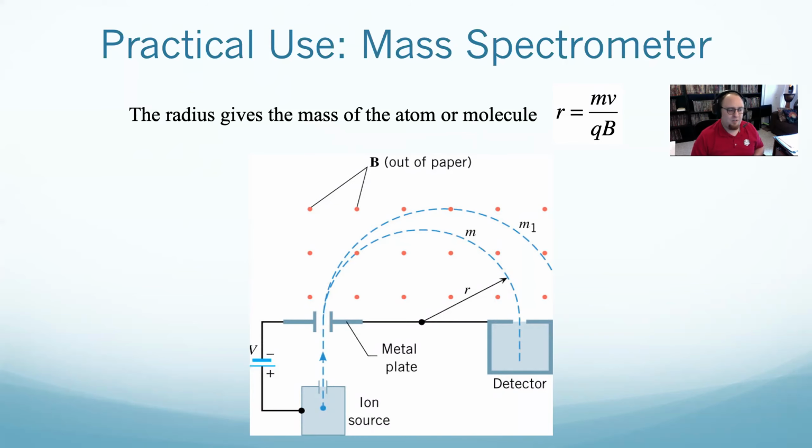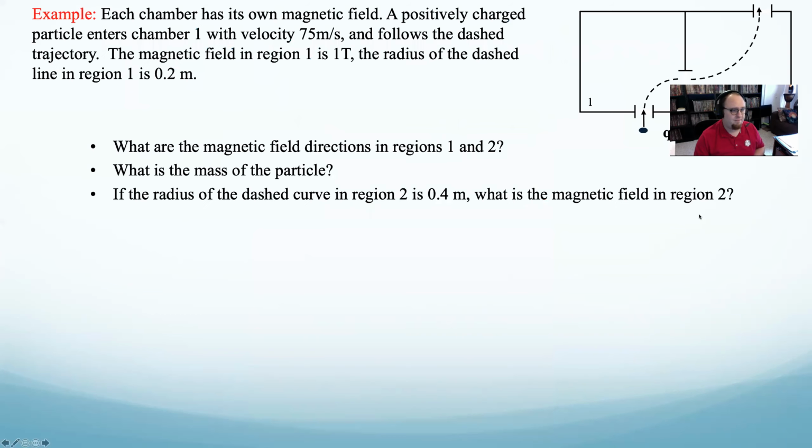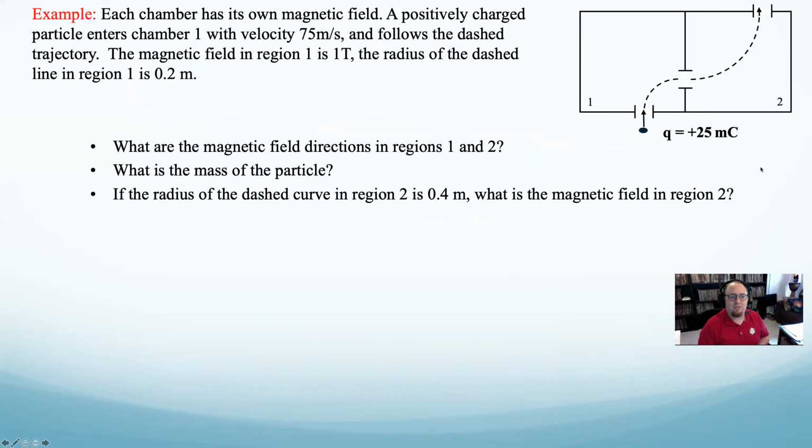Okay. Let's do an example problem. And this will probably be our last one for the day. So, I got this thing with two chambers. Each chamber has its own magnetic field. A positively charged particle enters chamber 1 with a velocity of 75 meters per second and follows the dashed trajectory. The magnetic field in the region is 1 Tesla. The radius of the dashed line in that region is 0.2 meters.